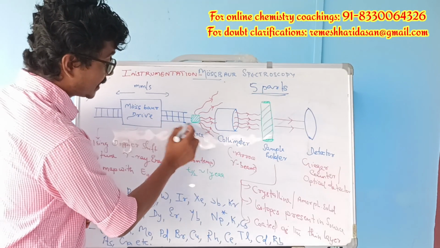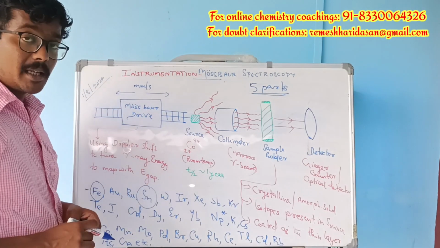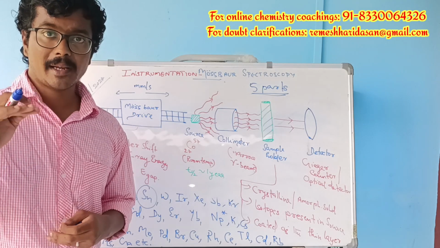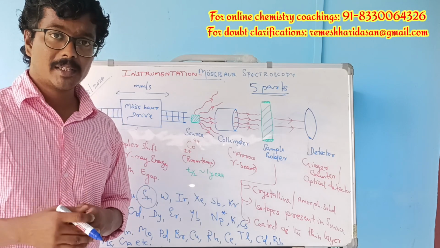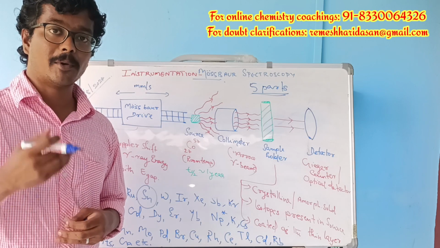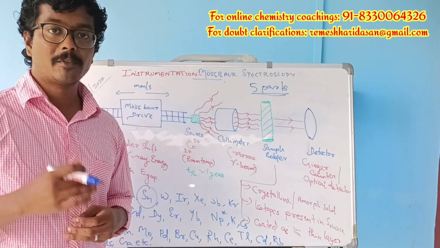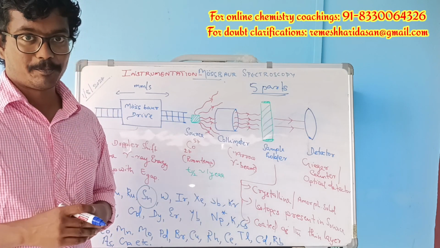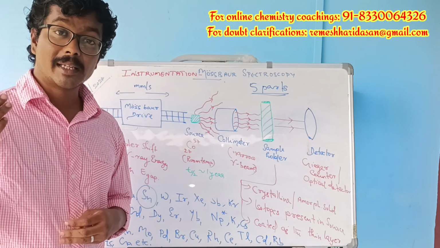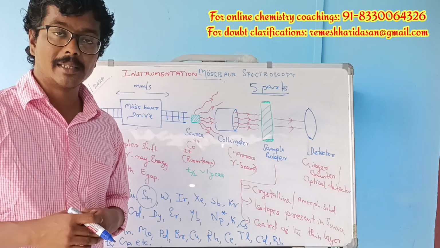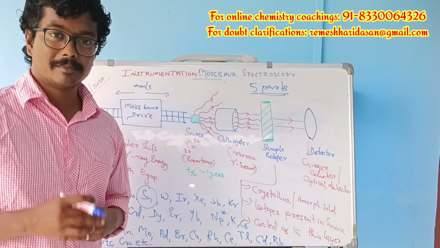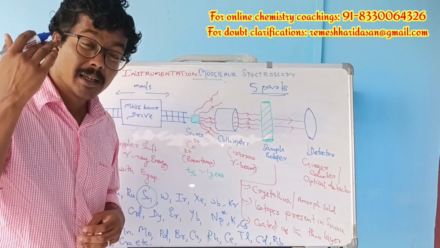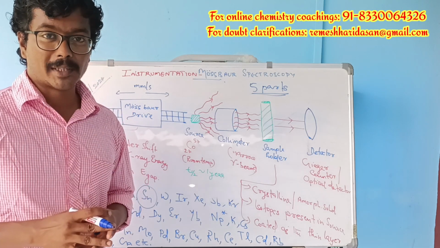The second part is the source. Usually in almost all commercially available MOSFET spectroscopy, they are using iron 57. This iron 57 nuclide is obtained from a cobalt 57 source, which has a half-life of 270 days. Or else, in some MOSFET spectroscopy they are using tin 119, which has a half-life of 244 days.